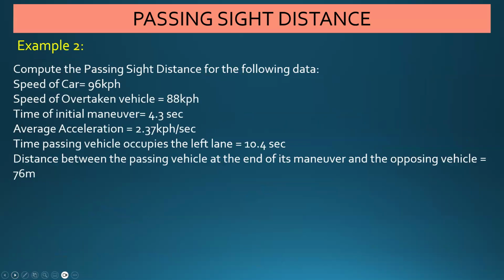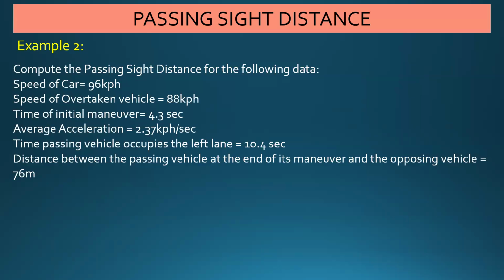So let's go to example 2. Compute the passing sight distance for the following data. Speed of car, 96 kph. Speed of overtaken vehicle is 88 kph. Time of initial maneuver is 4.3 seconds. Average acceleration is 2.37 kilometers per hour per second. Time the passing vehicle occupies the left lane is equal to 10.4 seconds. And the distance between the passing vehicle at the end of its maneuver and the opposing vehicle is 76 meters.